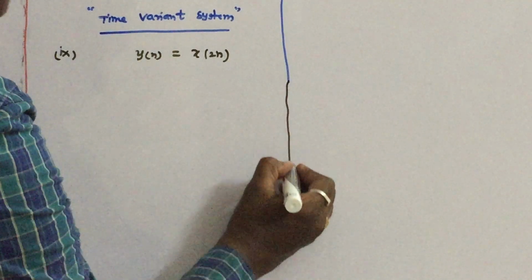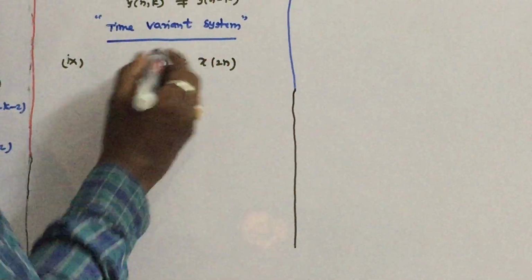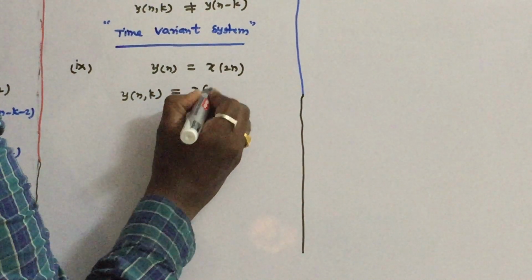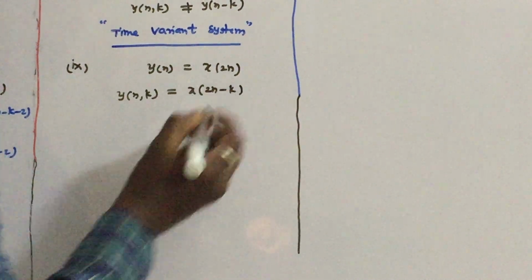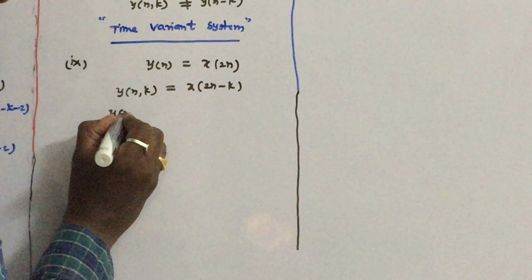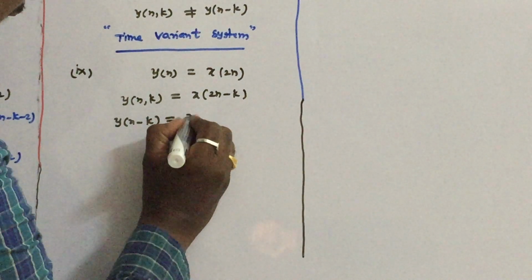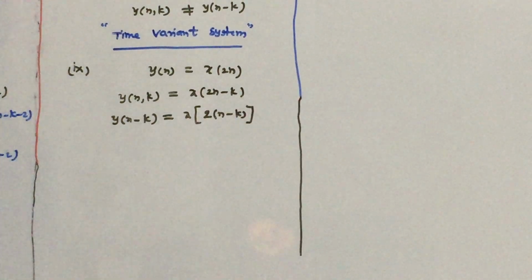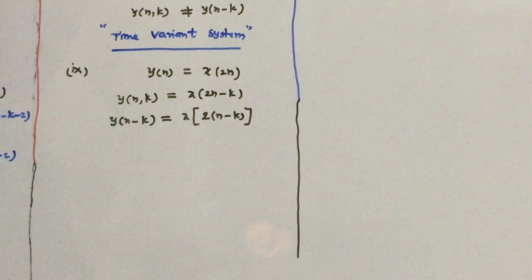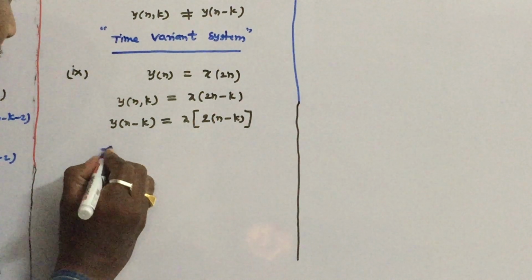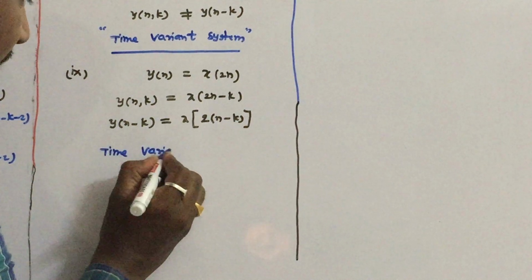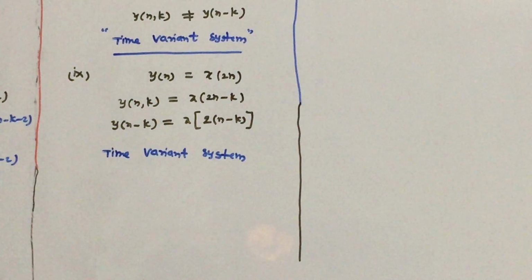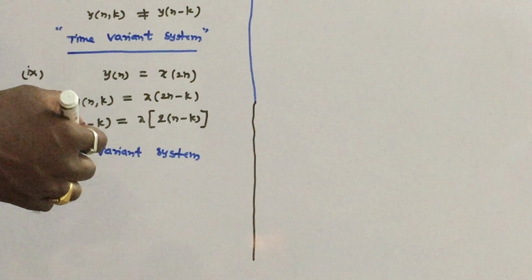So let us see another simple case. First delay the input x of 2n by k samples, that is y of n comma k is equal to x of 2n minus k. Now delay the output. So y of n minus k is equal to x of 2 into n minus k. These two are not equal. Therefore this system is a time variant system. You can write time variant system.